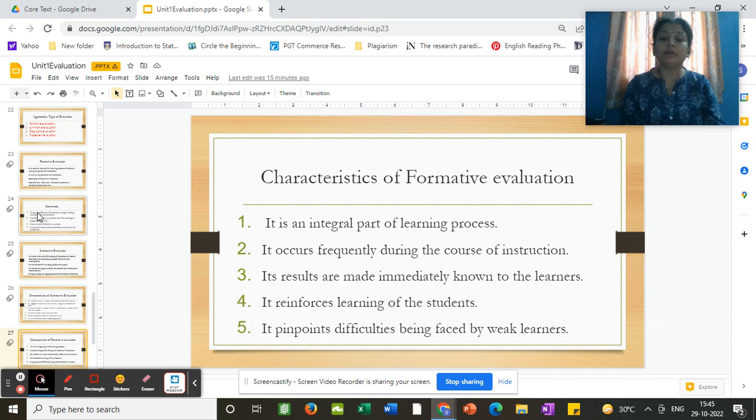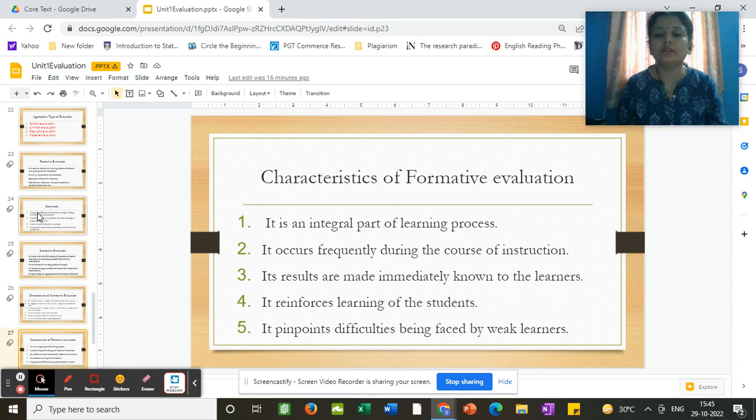Then the characteristics of formative evaluation. It is an integral process of learning because it takes place on an everyday basis. It can be done in a day-to-day classroom, in the form of a question-answering method. It occurs frequently during the course of instruction, just as I have told you, that it occurs when we are teaching the concept, and during classroom interaction we are asking some questions to the students.